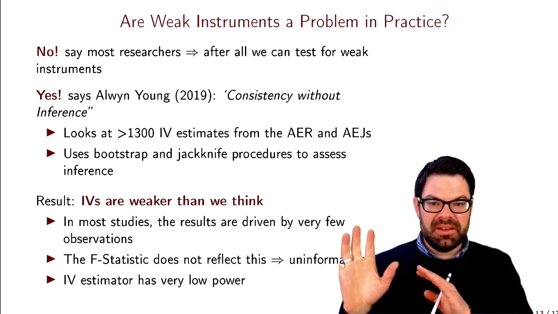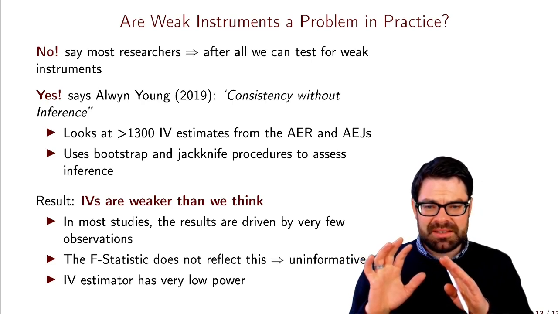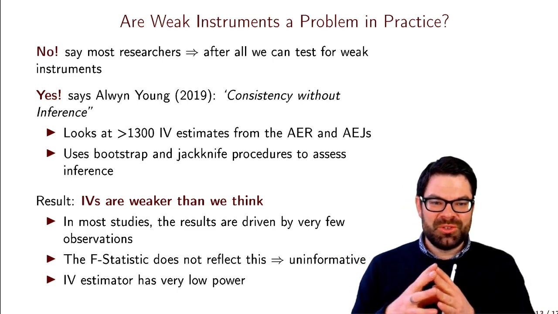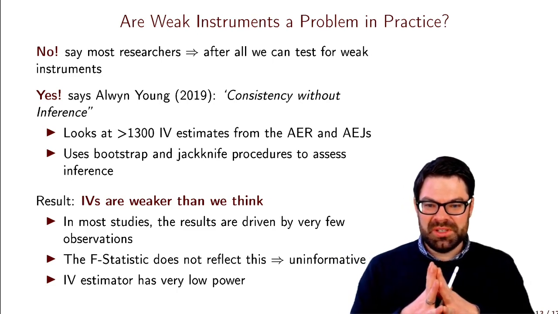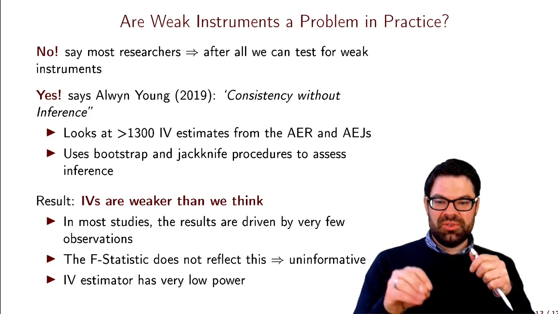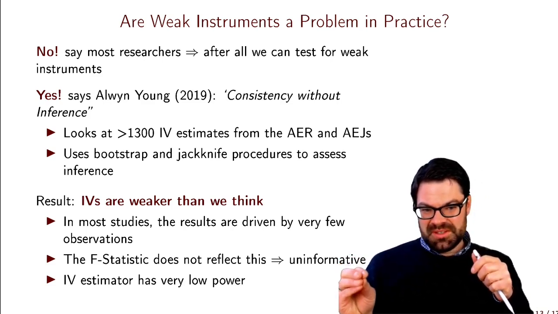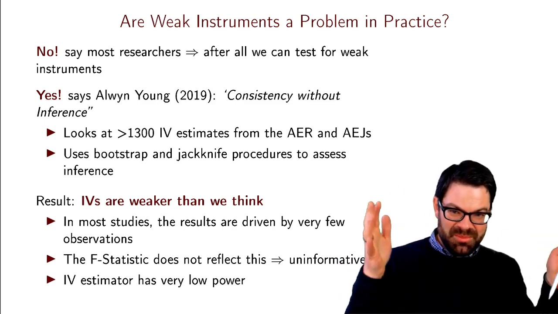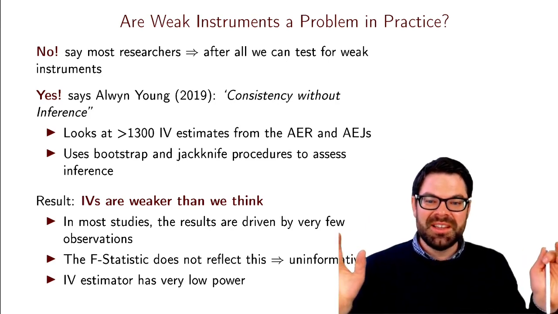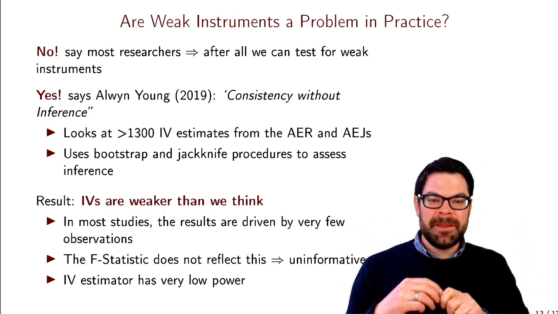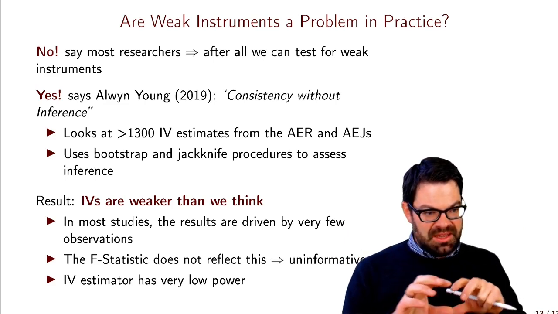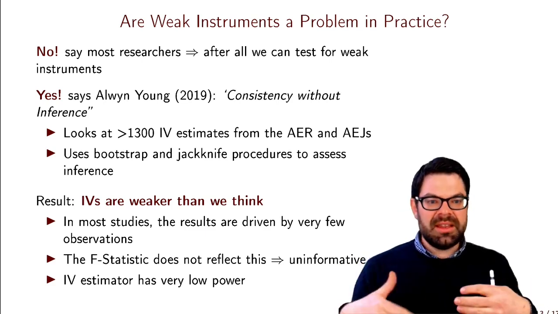So here's an interesting paper that came out a while ago by Alwyn Young, called Consistency Without Inference. From the journals of the American Economic Association, he took 1,300 IV estimates. If a paper reports 20 estimates, he takes all those 20 estimates. So there are not 1,300 IV papers in those journals, but there were lots of estimates reported. On the websites of the AERs and the AEJs, you can get the actual data that the authors used.